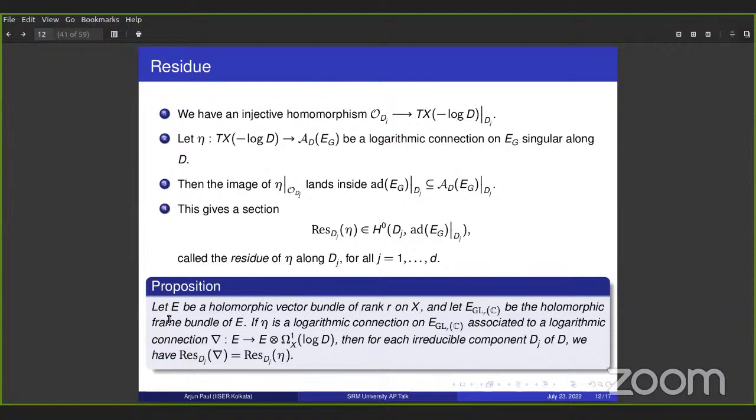Now a proposition. This says that suppose E is a holomorphic vector bundle of rank r on X, and E_GL(r,C) is the holomorphic frame bundle, meaning the associated principal GL(r,C) bundle for E. Suppose we are given a logarithmic connection eta singular along the divisor D on the principal GL(r,C) bundle, and suppose nabla is the corresponding associated logarithmic connection on the vector bundle E, singular along the divisor D. Then for each irreducible component D_j of the divisor D, the notion of the residue we have discussed for the case of vector bundles coincides with the notion of the residue we have just defined for the case of principal GL(r,C) bundles. So that means this notion for the case of principal bundles is compatible with the previous definition of residue for vector bundles, right?